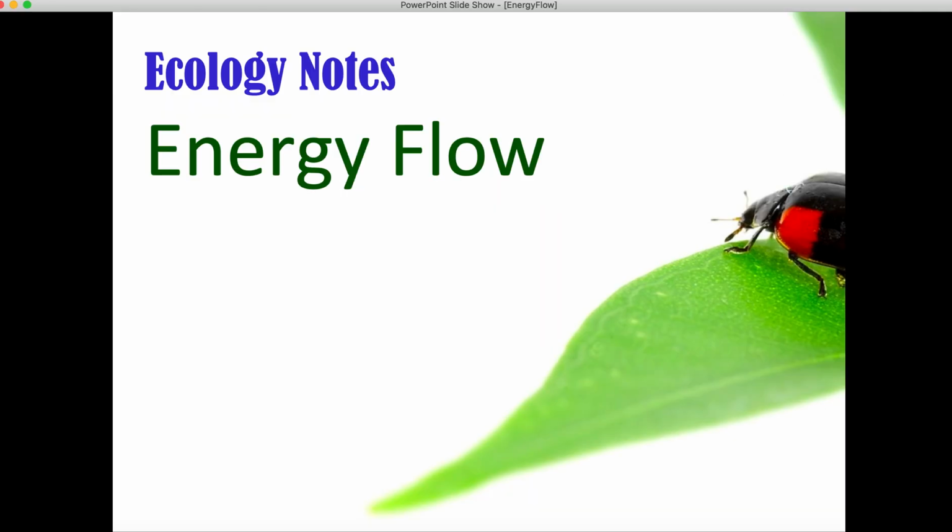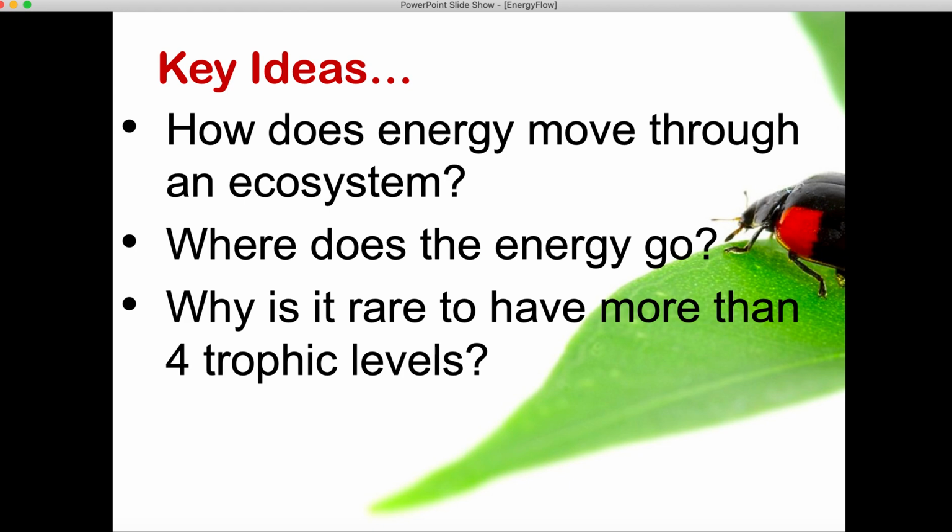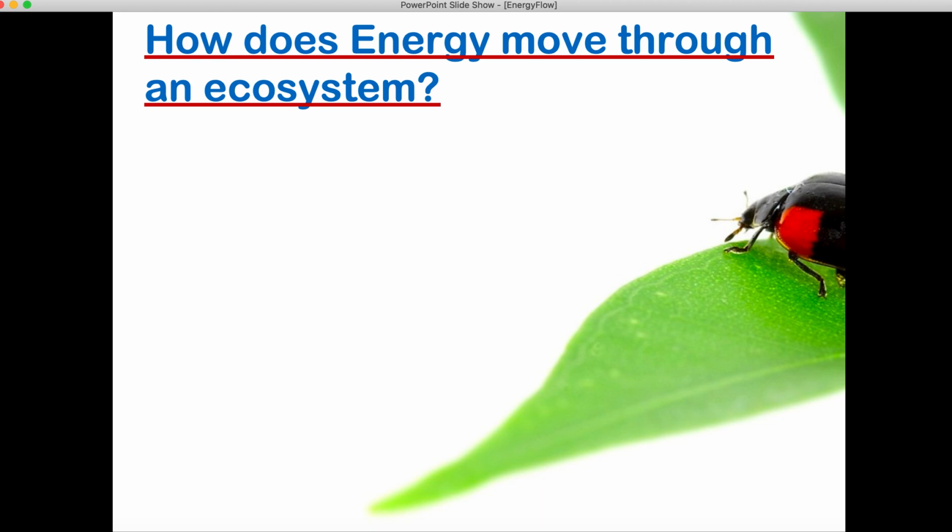Today we're going to talk about energy flow. And when we talk about energy, we're looking at a kind of metabolism. So when we say how does energy move through an ecosystem, we're talking about the energy that you get from eating other animals and or eating plants. How does that move through an ecosystem? Where does the energy go? And then why is it rare to have more than 4 trophic levels? You may or may not know what trophic levels refer to right now, but we'll talk about that in a little bit more detail as well.